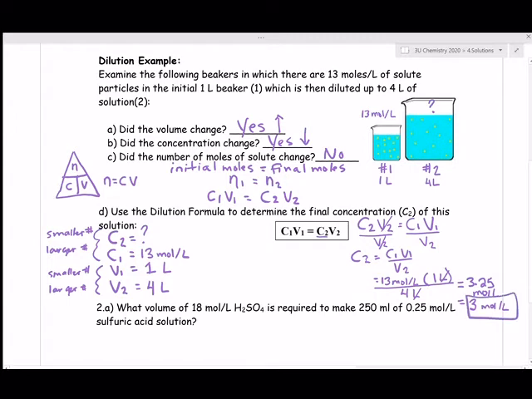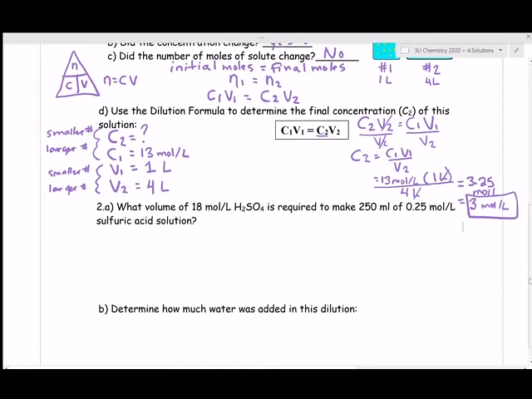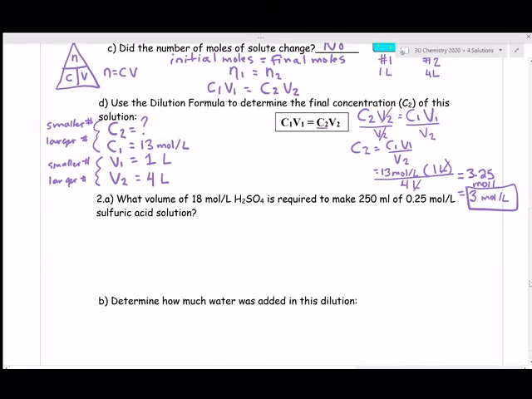Okay, so we'll do one more example here. So what volume of 18 mole per liter sulfuric acid is required to make 250 mils of a 0.25 mole per liter sulfuric acid solution?